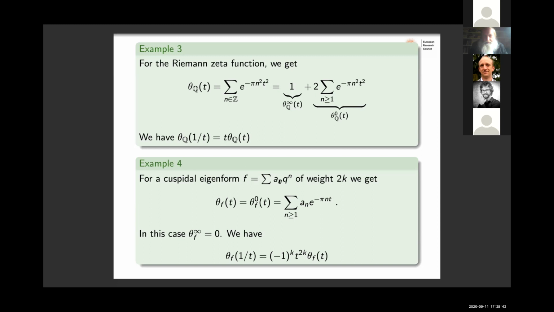In the second example, we had a modular form. The theta function essentially gives you back the modular form. And when it's a cusp form, there's no zero Fourier coefficient, so there's no divergence at infinity. Okay, theta infinity is 0. And this is the functional equation, which is the same one we had before.